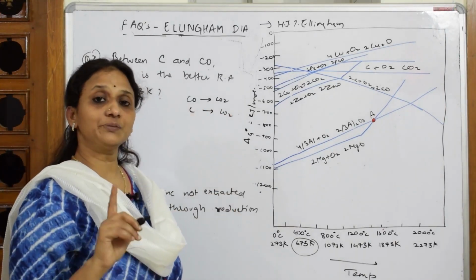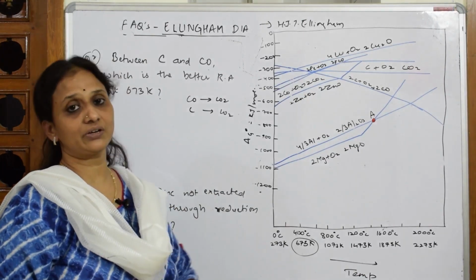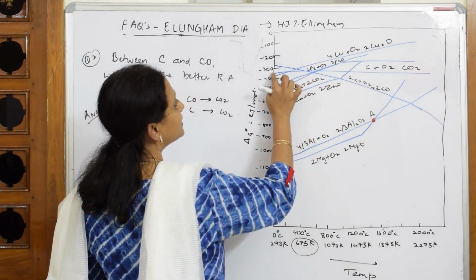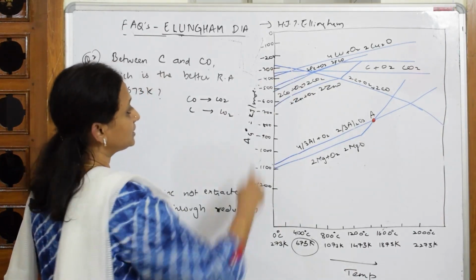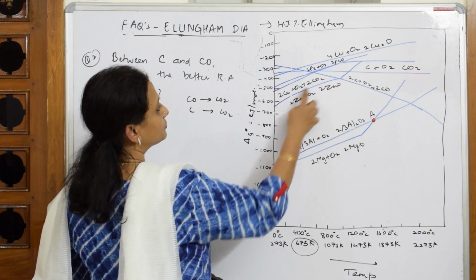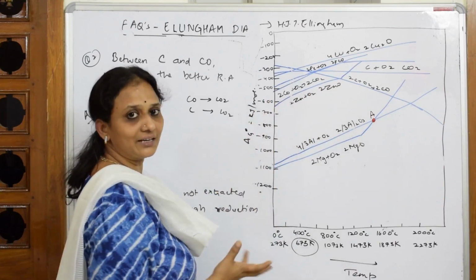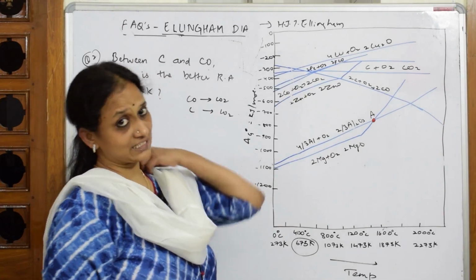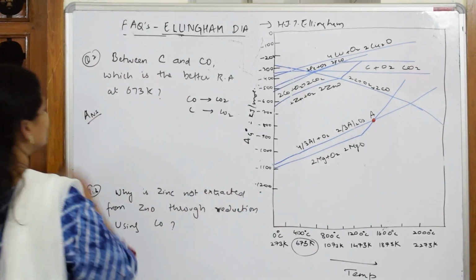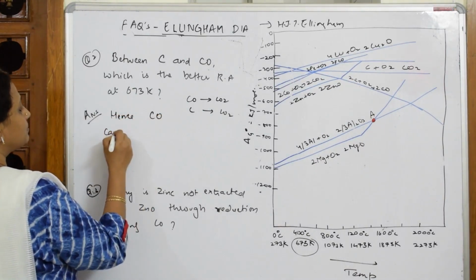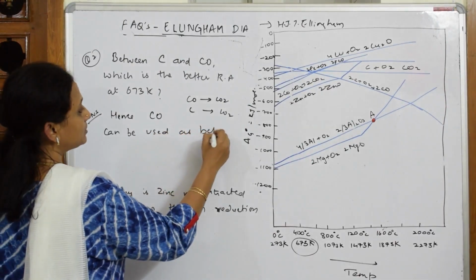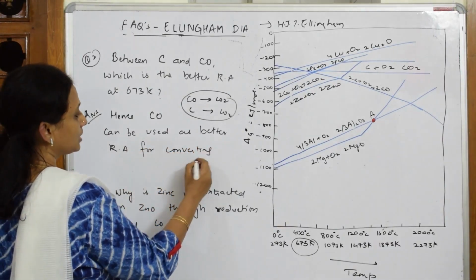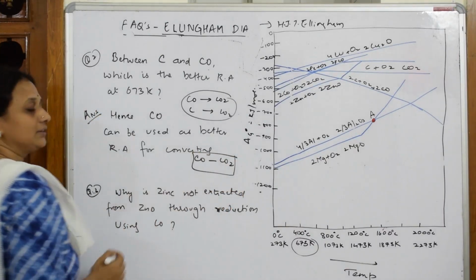Now see, higher the Gibbs free energy value, meaning more negative the Gibbs free energy value, that is a better reducing agent. Now for carbon monoxide, the negative value is minus 600. For carbon, the negative value is minus 350. If I take this line for carbon monoxide, it's minus 600, higher. Here, this is only at 350. So which is the more negative value? I can say carbon monoxide has the higher negative value, hence CO can be used as a better reducing agent for converting CO to CO2. This is important.